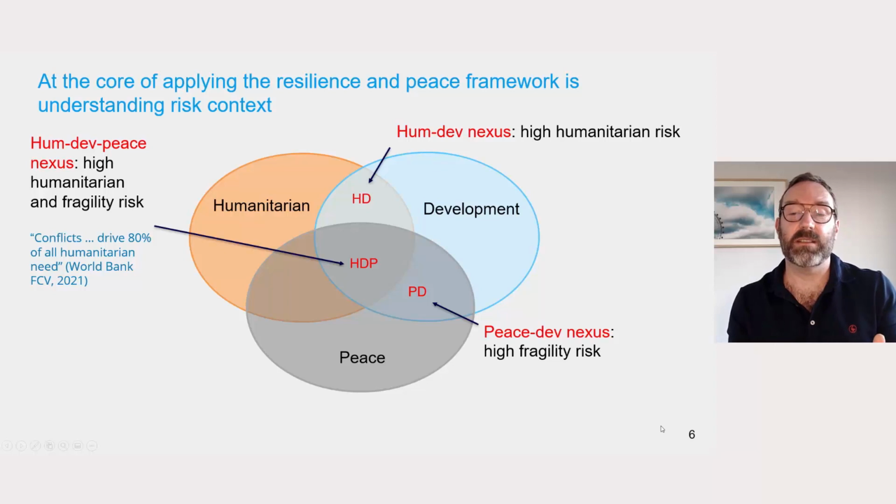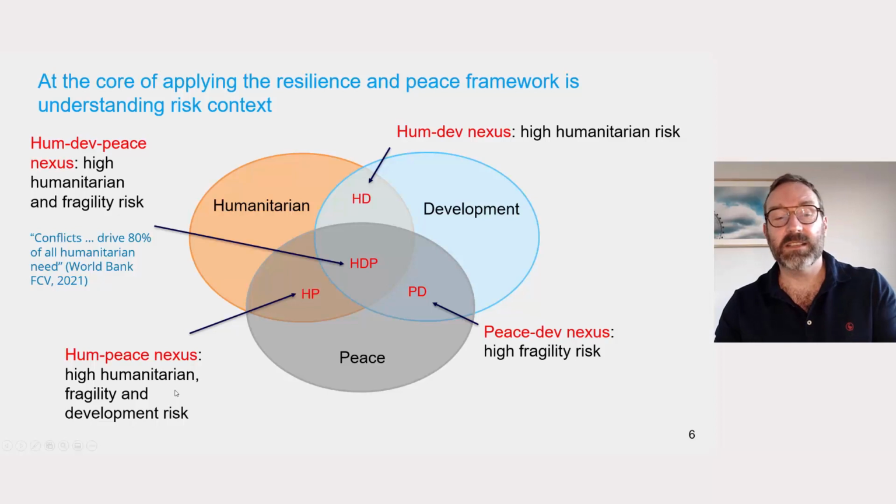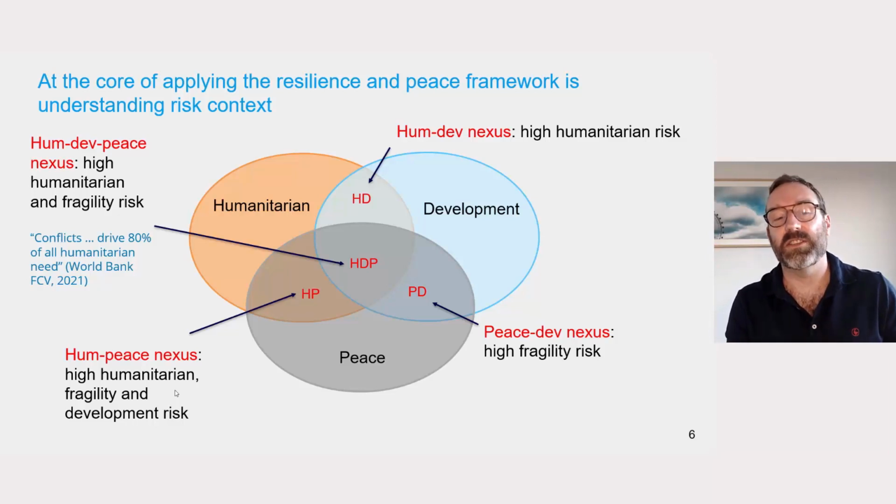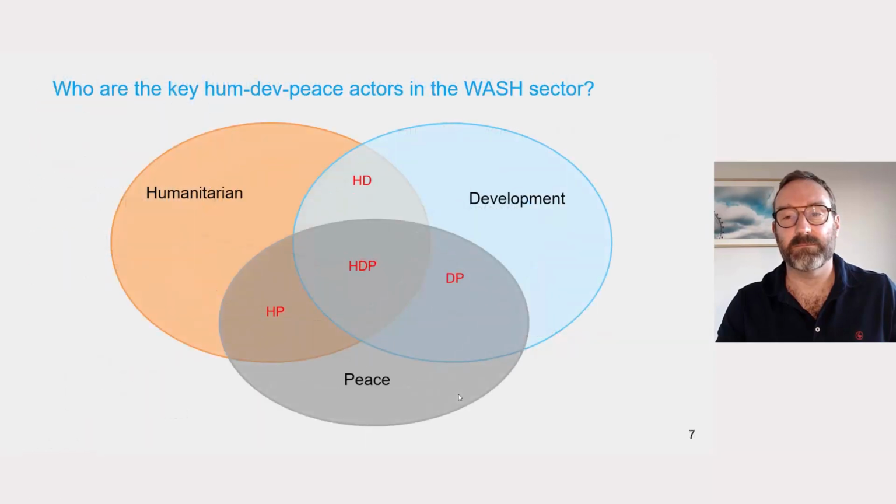Next is the peace development nexus. This is where there's a high fragility risk, but there's not a humanitarian issue, so humanitarians need not be involved. And then lastly, the humanitarian and peace nexus. This is where development partners are not necessarily involved, where you have high humanitarian, high fragility, and high development risks. And so that's where a humanitarian peace nexus would operate.